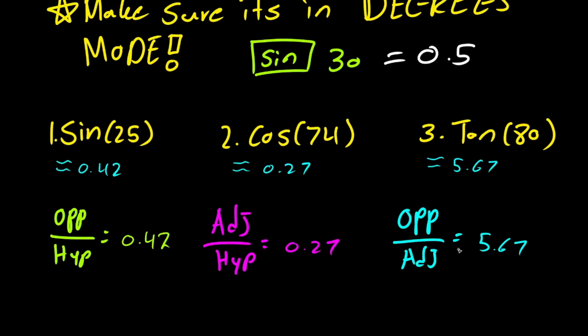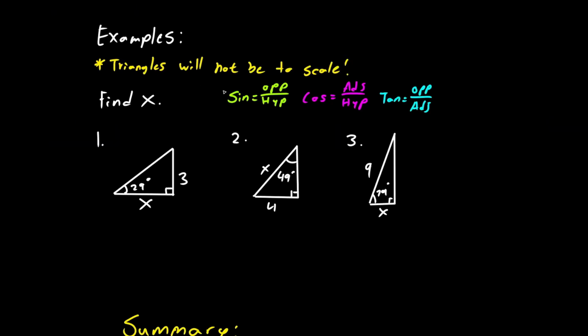All right, so let's use our understanding of these new functions to solve some triangles. Here are some examples. Up here are some reminders. Sine is equal to opposite over hypotenuse. Cosine is adjacent over hypotenuse. Tangent is equal to opposite over adjacent. Now, it says find x. Most of the time, triangles will not be to scale. So if your teacher says to find x, I wouldn't recommend grabbing a ruler and trying to measure out x. 99% of the time, it will not work. So make sure you use these trig functions instead of grabbing a ruler and trying to measure it.